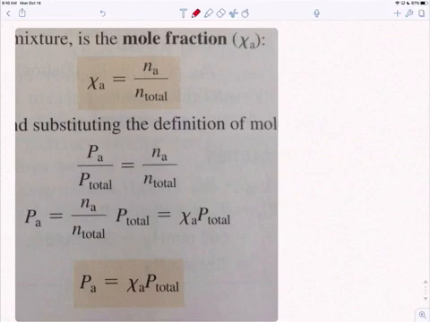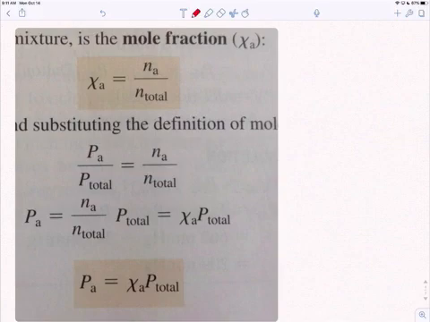Mole fraction is just the number of moles, N_A, the number of moles of species A, over the total number of moles. So if I have 70 moles of water over 100 total moles, that's a 0.7 X_A. That's 70 over 100, 0.7.